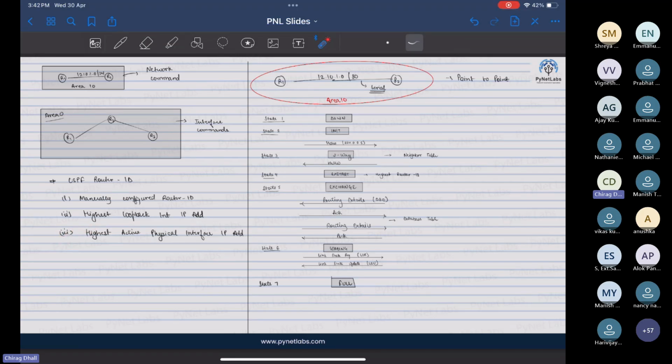How to check the router ID of connected neighbors? We use the command show ip ospf neighbor, like we discussed yesterday. Show ip ospf neighbor tells me about the connected neighbors and their router IDs. It will also tell us who is the designated router and who is the backup designated router.